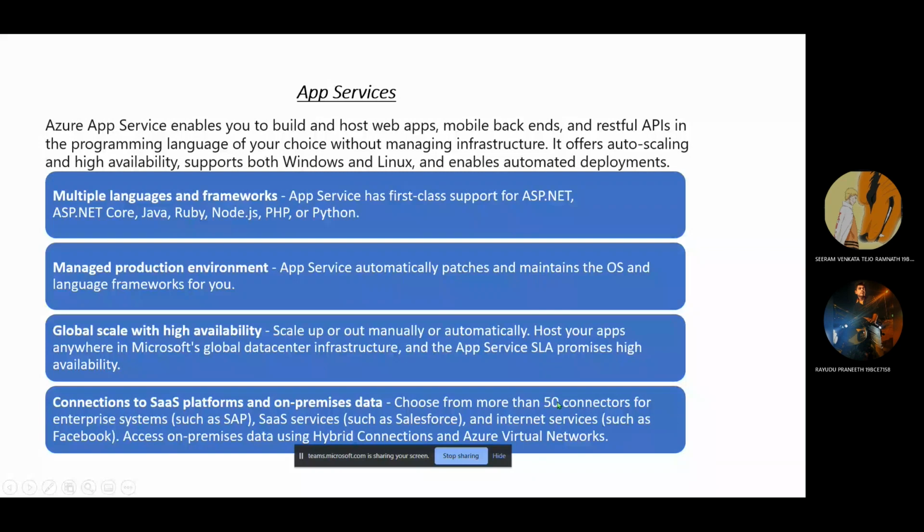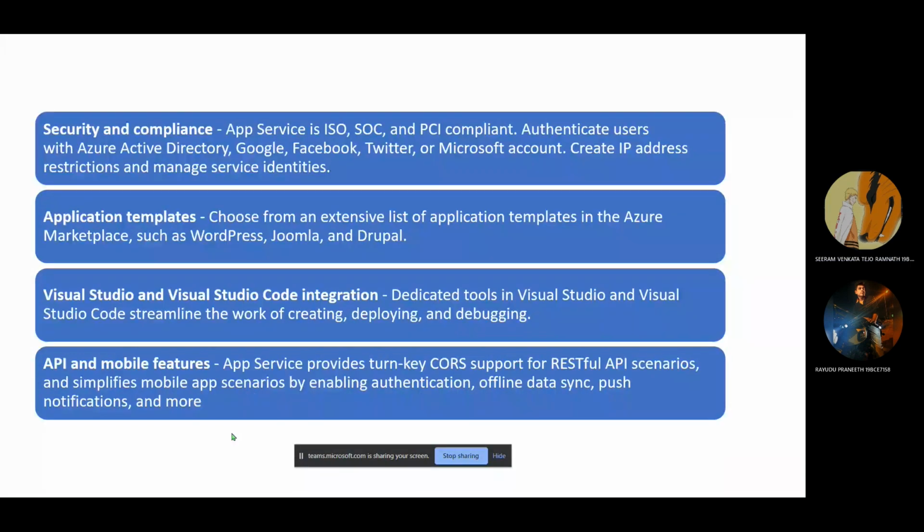Choose from more than 50 connectors for enterprise systems such as SAP, SaaS services, and internet services. Access on-premise data using hybrid connections and Azure virtual networks.